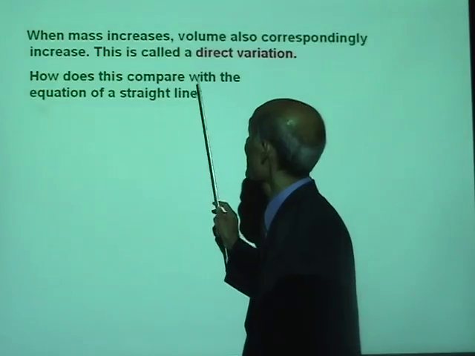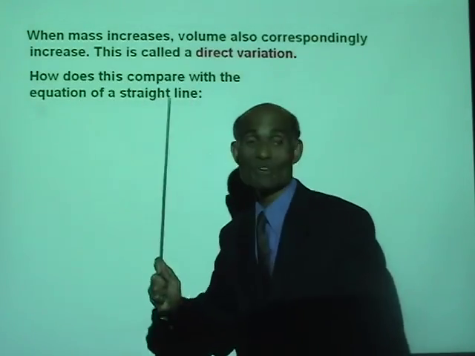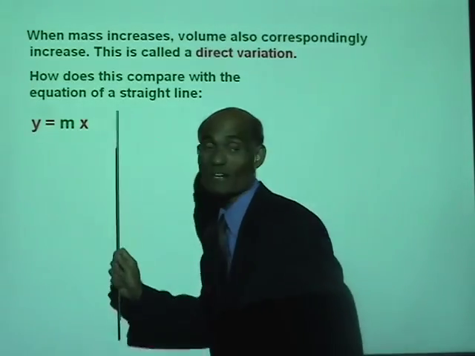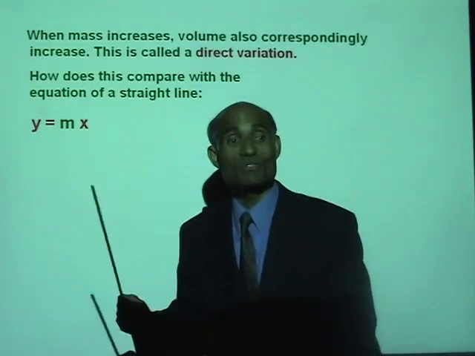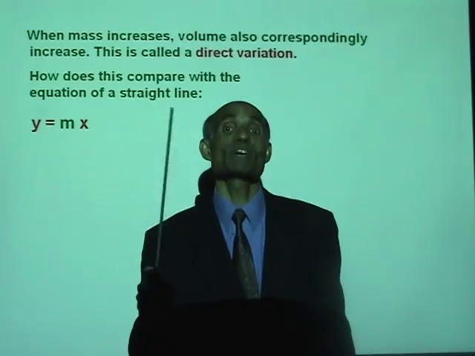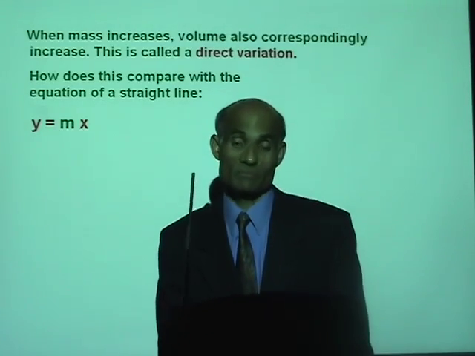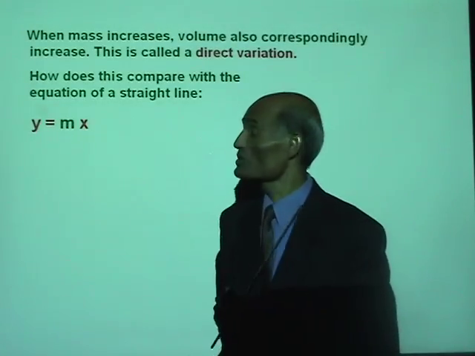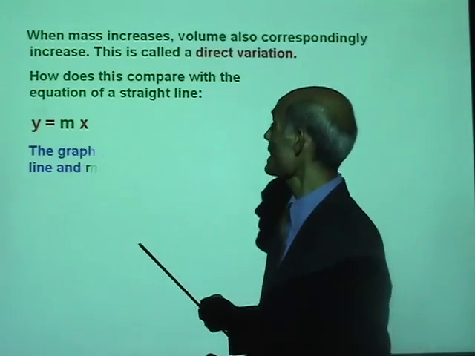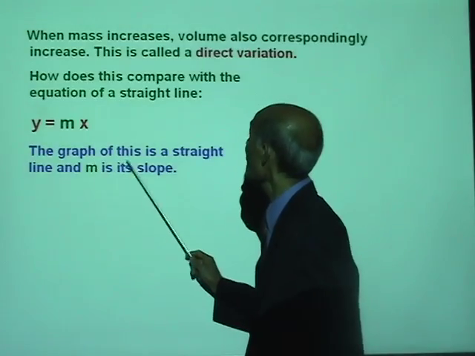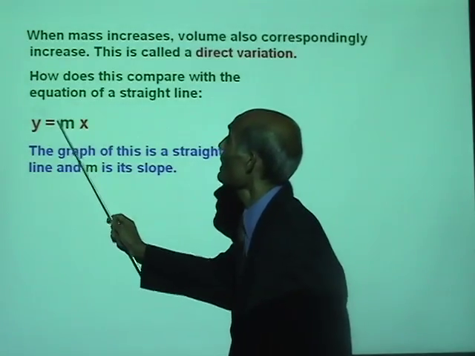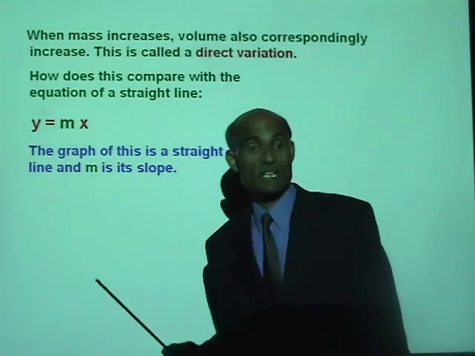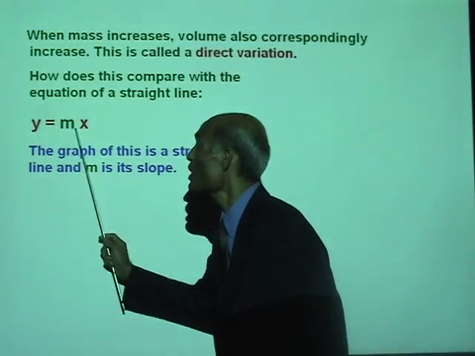So how does this compare with the equation of a straight line? Now, we got the equation of a straight line. We said y equal to mx, because we said the graph will not have a y-intercept. When there is no y-intercept, the equation of a straight line is y equal to mx. The graph of this is a straight line where m is the slope. That is the standard straight line equation which has a slope m.